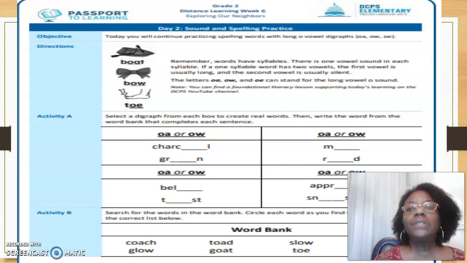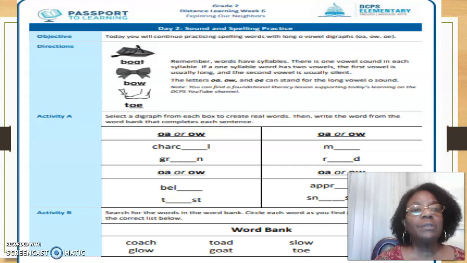Remember, words have syllables. There is one vowel sound in each syllable. If a one-syllable word has two vowels, the first vowel is usually long and the second vowel is usually silent. The letters OA, OW, and OE can stand for the long O vowel sound. All right, you see the pictures of boat, OA, bow, which has OW, and toe, which has OE. They all have the long O sound.